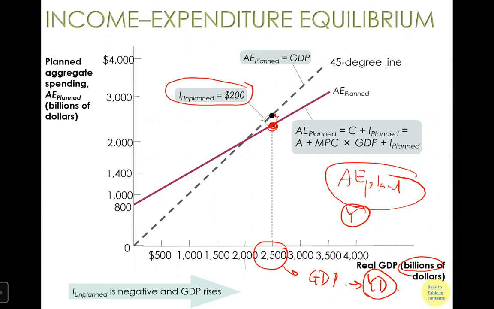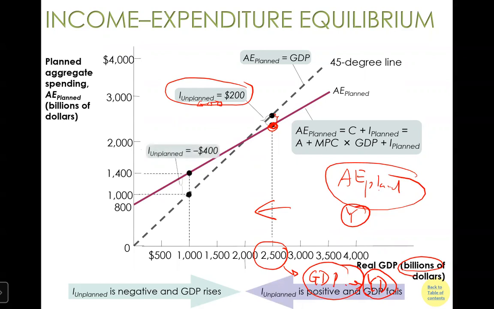Okay, but given this positive unplanned inventory investment, that's going to send a signal to the business. We have been overestimating our economy, so we need to adjust. We need to move in this direction. We need to reduce our production. We need to reduce our real GDP, right?